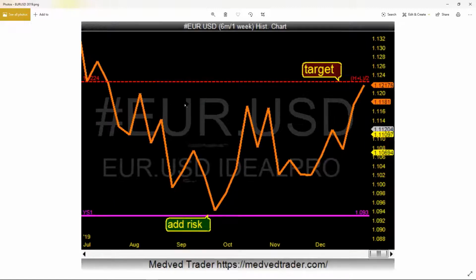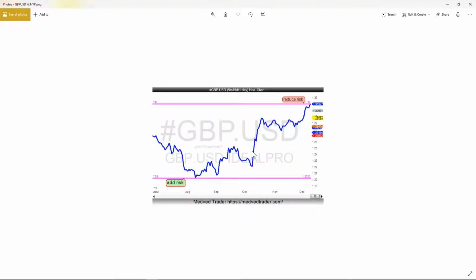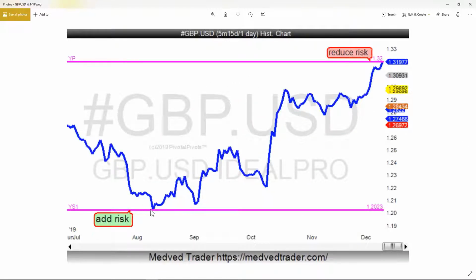Euro dollar last year found support right on the yearly S1 pivot, bounced off of it, and then came back up to its 50% Fibonacci retracement for the year. This is the yearly 50% fib, that red dotted line. But the yearly S1 pivot caught the low. Here's cable. Also came down to the yearly S1 pivot at $1.20 and then rallied. It took several months, but it finally made it back to the yearly pivot.